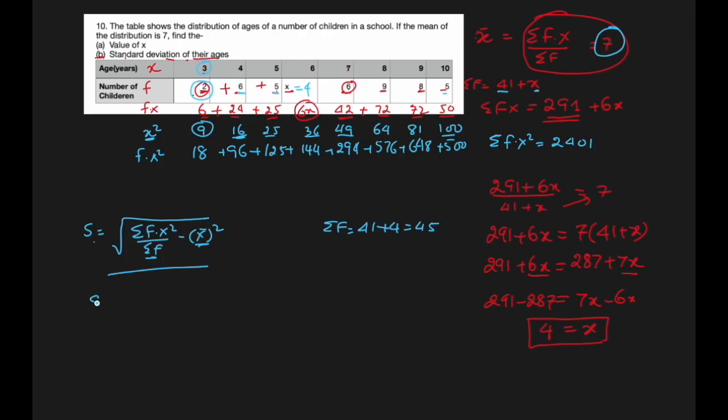After adding all of them, it is 2401, and now we'll find the standard deviation here. 2401 divided by sigma f, which was 45, minus 7 square, the mean squared, which is 49, and if I put this in my calculator I get 2.086996. So we can round it to 2 decimal places. Have they specified? No. So we can write 2.09.